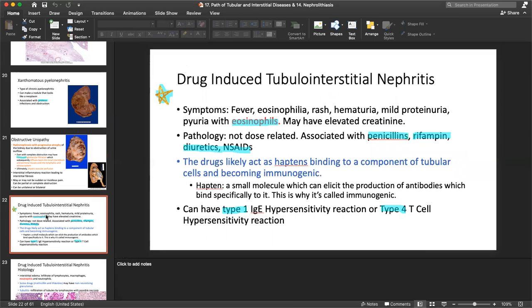Okay, drug-induced tubulointerstitial nephritis. This is really important. They can have that type 1, which is that IgE sensitivity, or type 4 T cell. And they're going to have eosinophils, obviously, since it's drug-induced and almost like an allergic reaction. It's associated with penicillins, rifampin, diuretics, and NSAIDs. They act like haptens, binding to a component of the tubular cell and becoming immunogenic.